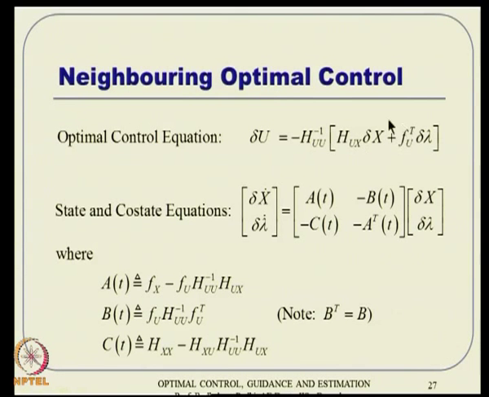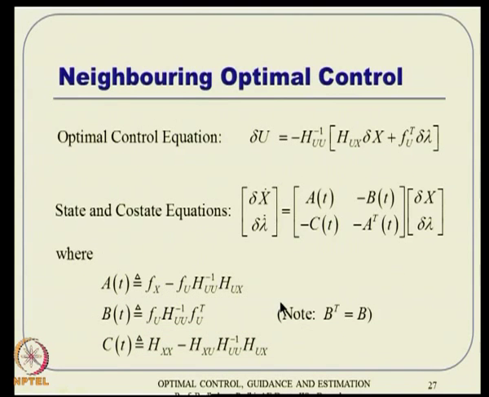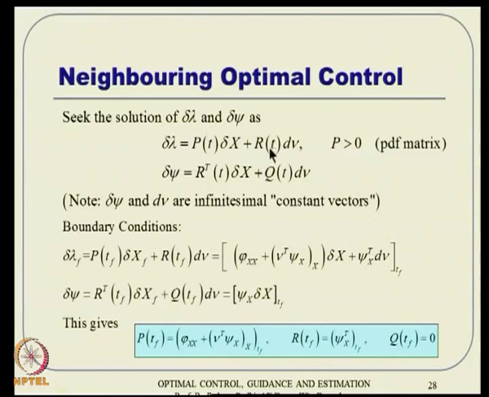Then the optimal control equation is given like this, and the co-state equation is given like this. State and co-state together can be given like this, where A, B, C can be derived from these conditions to be like this. Remember B is a square matrix and B transpose happens to be B, so this is a symmetric square matrix. So, what you are doing is seeking a solution for delta lambda and delta psi, because that is what is unknown here, in the form like this.